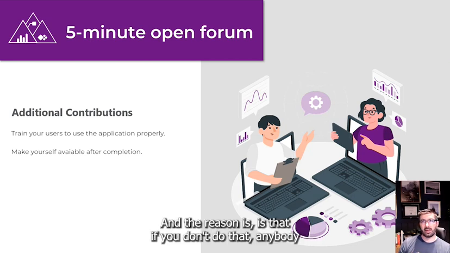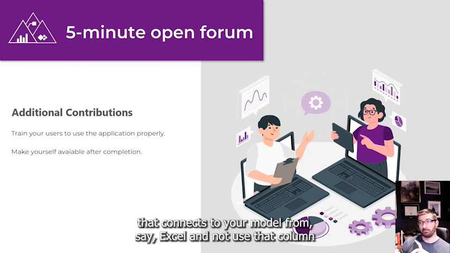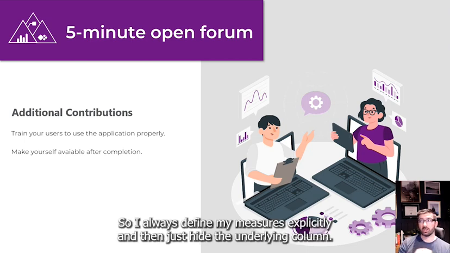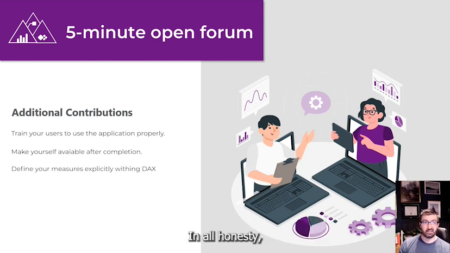And the reason is that if you don't do that, anybody that connects to your model from, say, Excel cannot use that column as an aggregating value. They can only use it as a descriptor. So I always define my measures explicitly, and then just hide the underlying column, in all honesty.